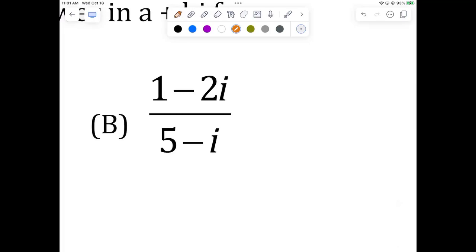Multiply by the conjugate of which one? Does it matter which one? The conjugate of the top or the conjugate of the bottom? Does it matter? Conjugate of the bottom. Yeah, because the bottom is what we're trying to get rid of the i. So you multiply by the conjugate of the bottom over the conjugate of the bottom, and you FOIL it out. You expand it out.